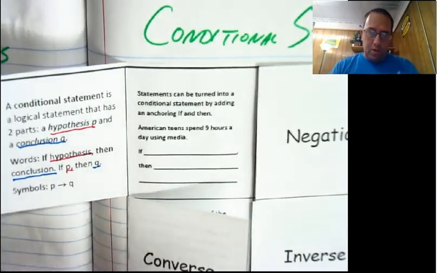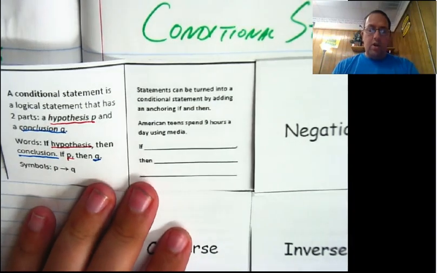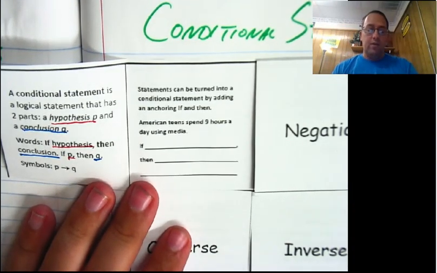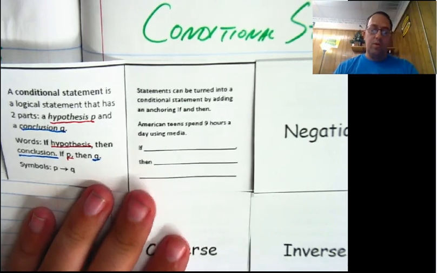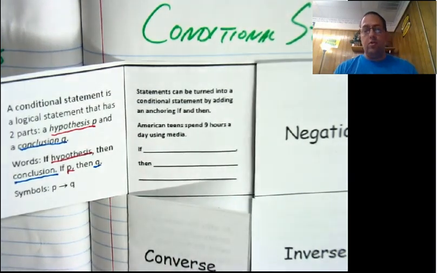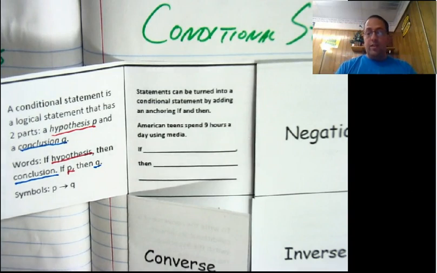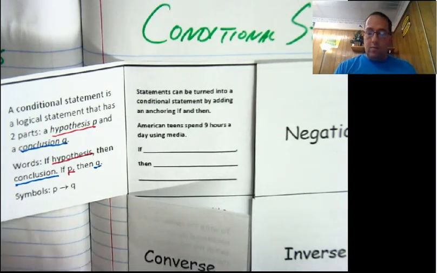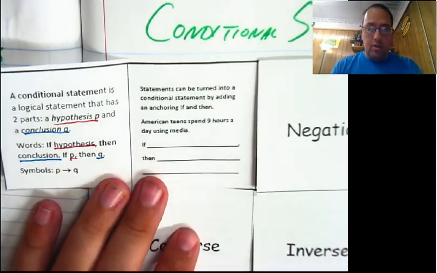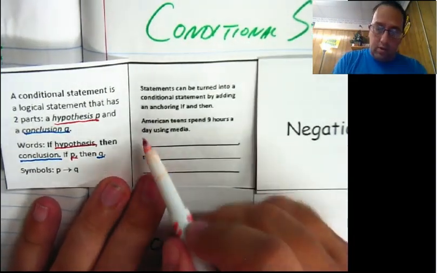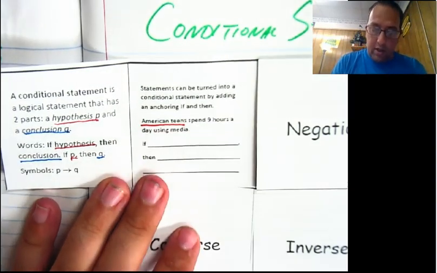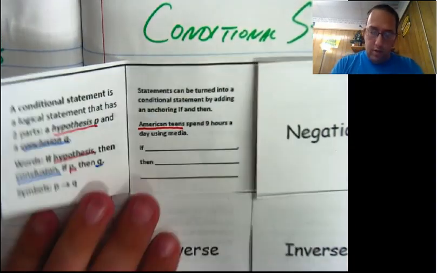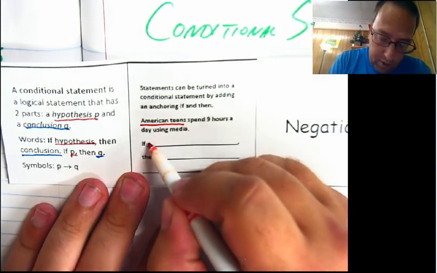All right? And a lot of things can be turned into if-then sentences, into conditional statements, just by adding an if and a then. For example, we have this statement right here. American teens spend 9 hours a day using media. All right? So we want to turn this into an if-then statement, which means we need to figure out, okay, what is the hypothesis, what is the if part, and what is the conclusion? All right, what is the then part? So what we're going to do here, we're going to take this, and we're going to have this first part. This teenager is American.